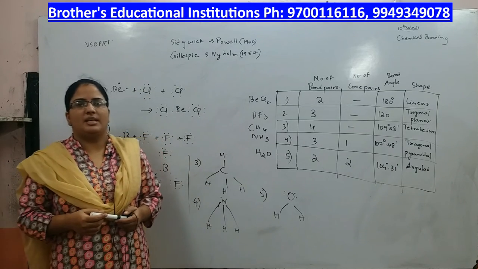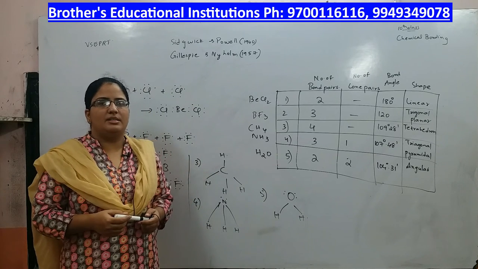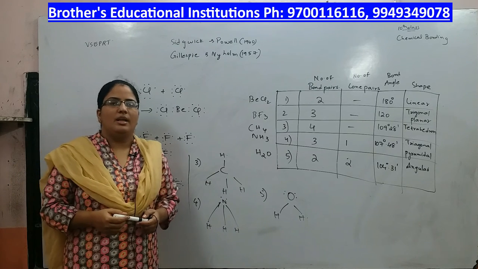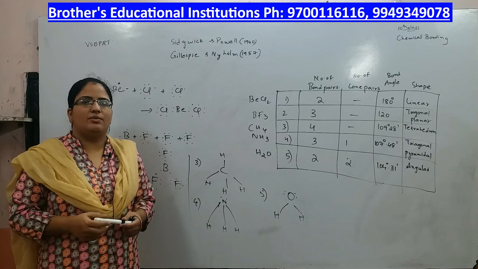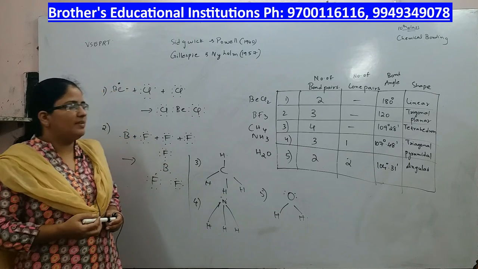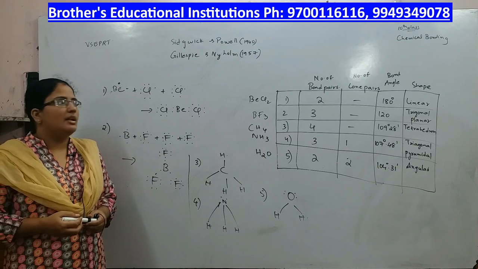In the previous class we discussed the electronic theory of valence. In today's class we shall discuss a new theory called VSEPR theory. The drawback of the previous theory was that it was unable to explain shapes and bond angles. Now, using VSEPR theory, we shall discuss the shapes and bond angles.